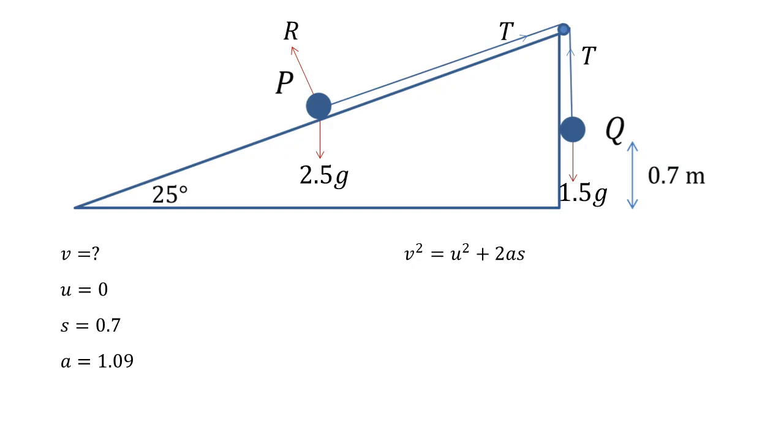Substituting our values into there, we get 0 plus 2 times 1.09 times 0.7. So v squared is equal to 1.52. Square rooting this gives us our final velocity of 1.23 meters per second. One thing to note here is that I used the value for the acceleration in my calculator, the non-rounded version, which is why I got 1.23. If you stuck 1.09 in, you get a very slightly different answer. That's perfectly fine.